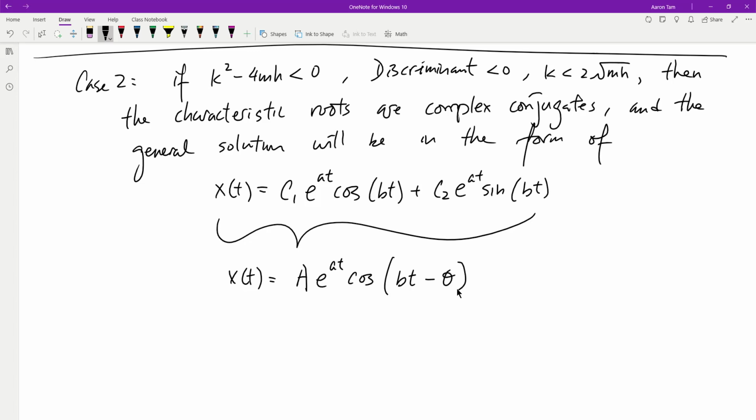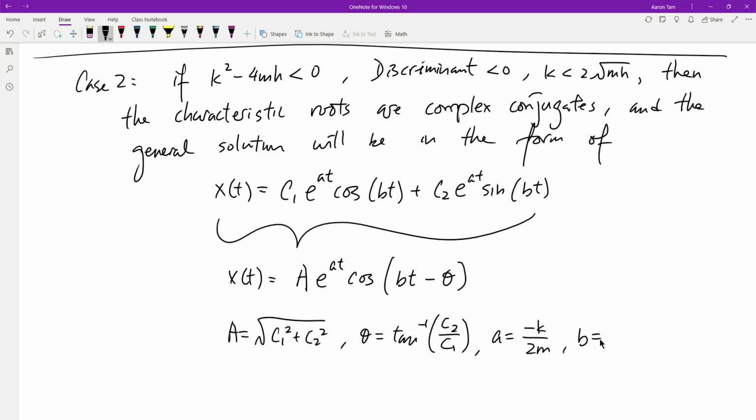Which is basically the same form as the free oscillation, except we have the e to the at here. Okay? And in this form, we can define A to be equal to, same thing, the square root of c1 squared plus c2 squared. And theta, which is the phase angle, would basically be the tangent inverse of c2 over c1. And our alpha, or our A, would actually equal negative k over 2m.